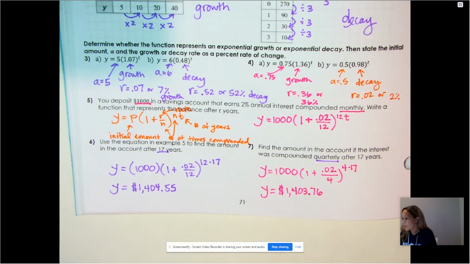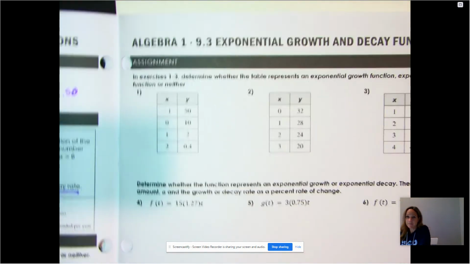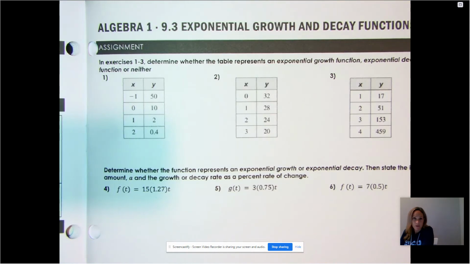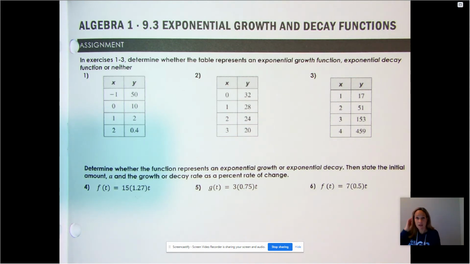Okay, so let's go ahead and look at your assignment for today. Here we go. We're just going to do the odd ones. And then you guys can try the even ones on your own. So first we need to decide, does this represent growth or decay, or neither?